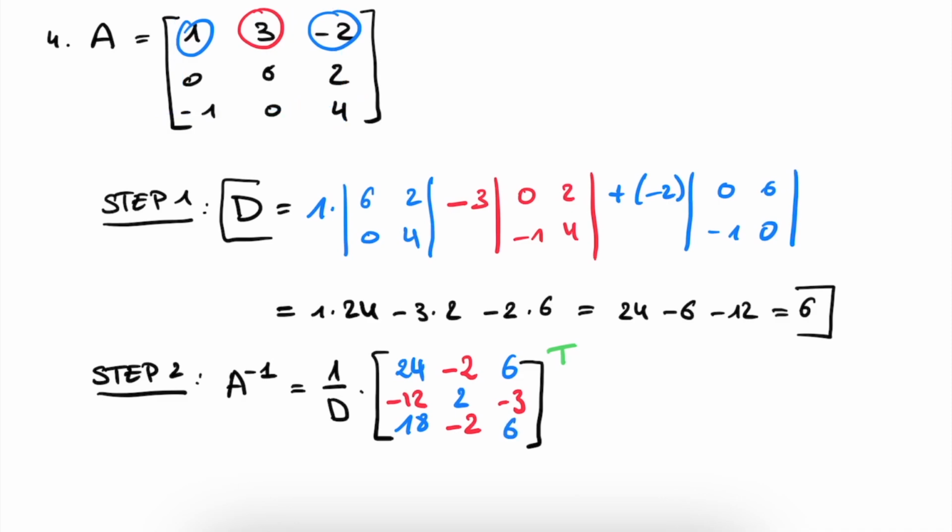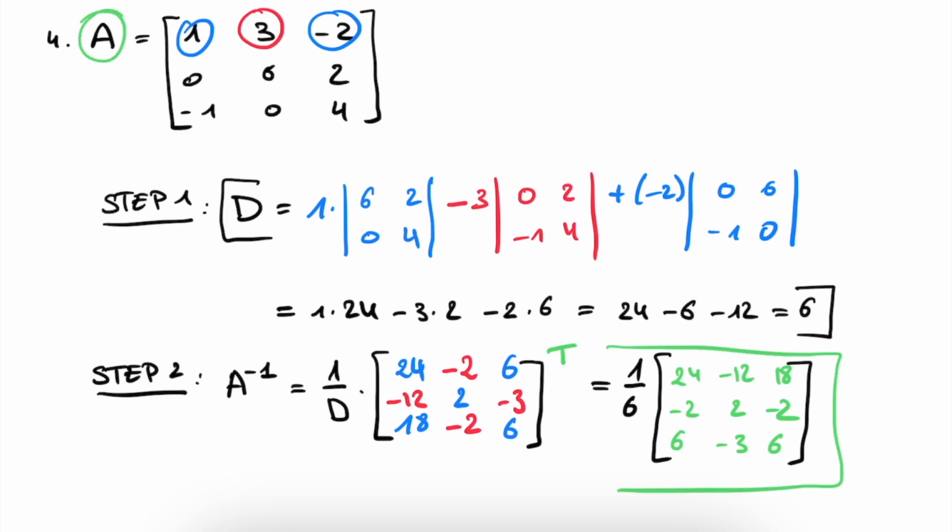So we did now the most complicated part, and we can now go to the next step, which is taking the transpose of this matrix. So we should not forget this 1 over 6, which is 1 over the determinant, times the matrix that we get by swapping rows and columns. So for the first row, we actually get the first column. So we get 24 minus 12, 18. For the second row, we look at the second column, which becomes minus 2, 2, minus 2. And for the third row, we look at the third column, which becomes 6, minus 3, and 6. And we already have our solution. This is our solution of this 3 by 3 matrix.